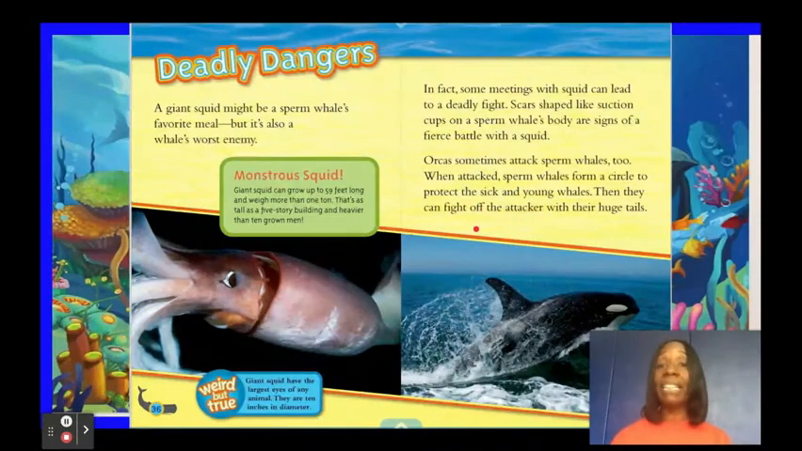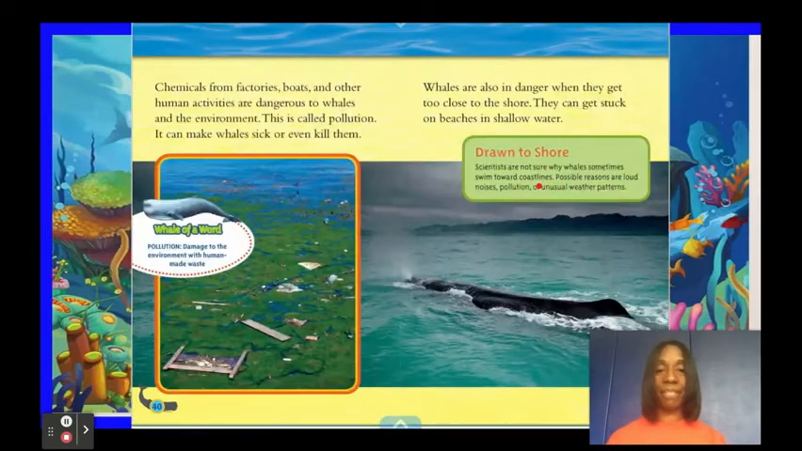We learned about deadly dangers, how the sperm whale loves to eat what? Squid, but the squid is a fighter. So sometimes a whale can have marks on their body, and we know if we happen to see that a whale has had a terrible altercation with a squid. We've also learned that there are different things that pollute our environment, and it's important for us to help keep whales safe and our environment.